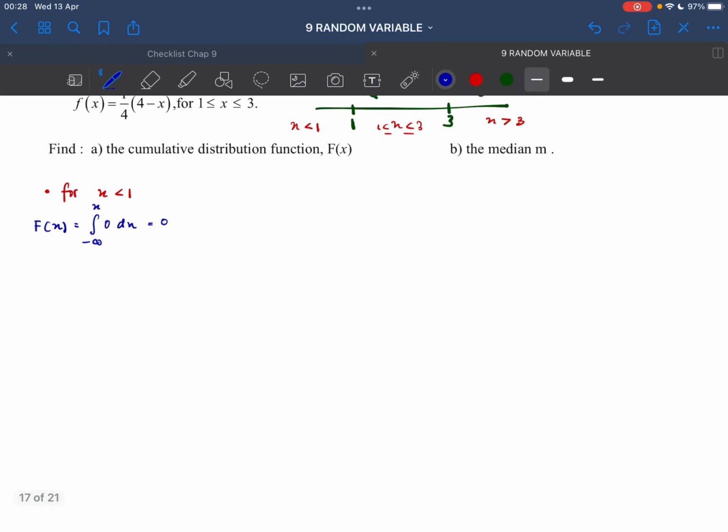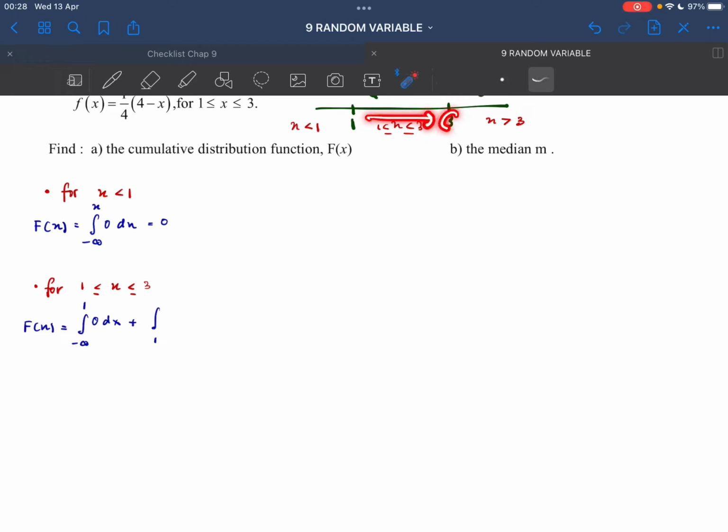Okay, very easy, very straightforward. So moving on to the next function, we have the next range. We have x is between 1 and 3, both included. So we have F(x) equals the integral from negative infinity to 1 of function 0, plus the integral from 1 to 3.